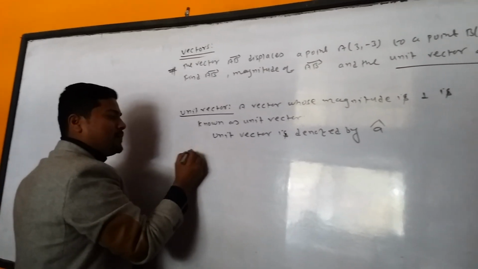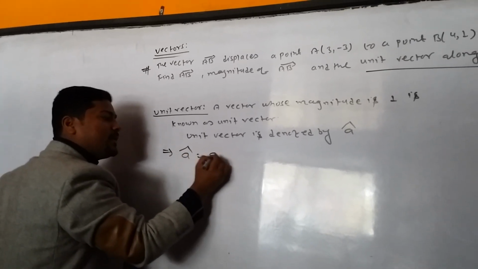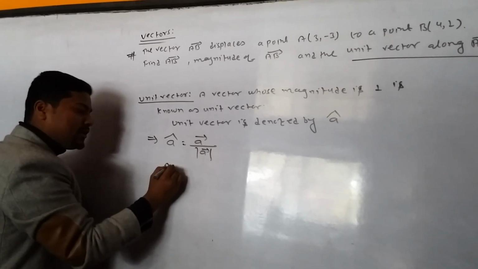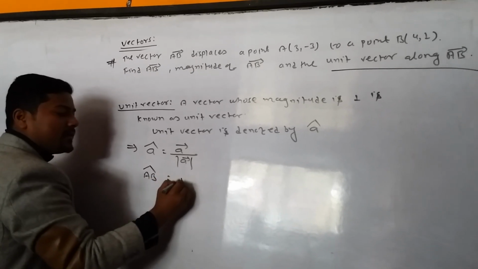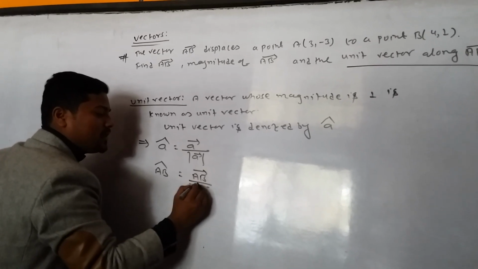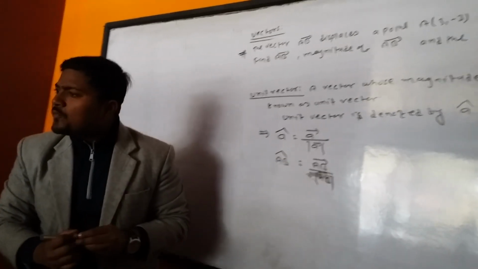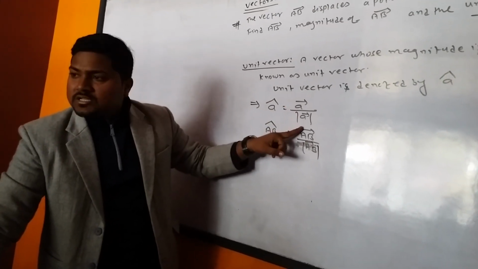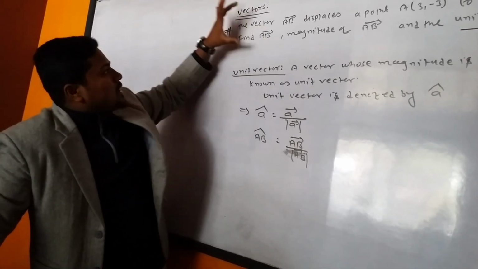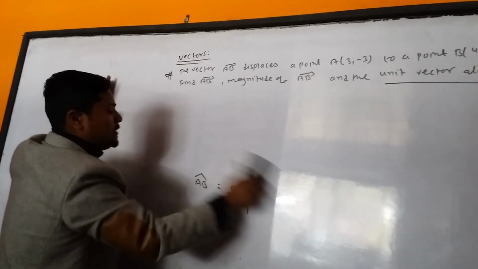So now the formula. If you are going to find the unit vector of A, then it is A vector divided by the magnitude of A vector. If you are going to find the unit vector along AB, then it is AB vector upon the magnitude of AB vector. So this is about the unit vector. To find it, we need that vector divided by its magnitude.